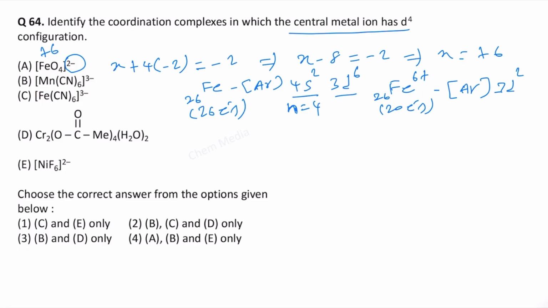That means A shouldn't be there. A is not d4. This means option 4 is wrong. Now let us look at the next one.